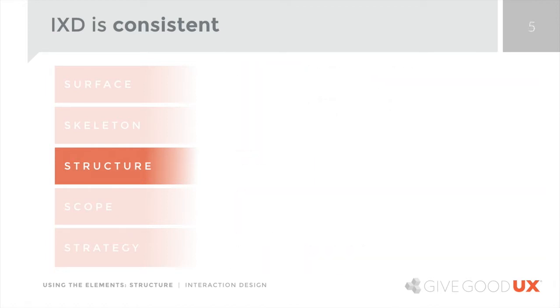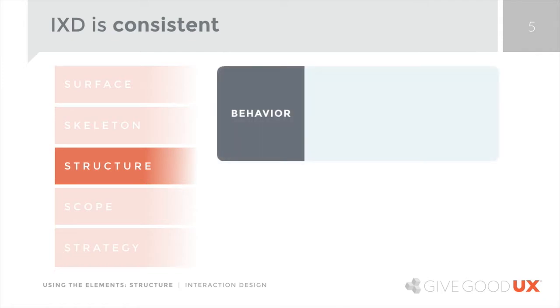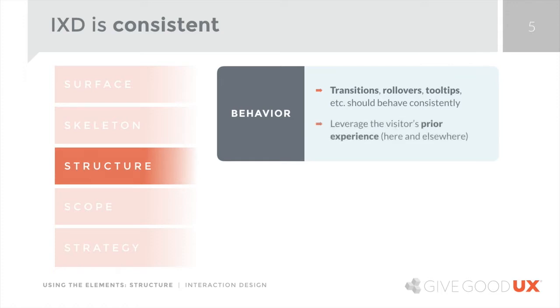For the most part, consistency happens in two main ways. First is through behavior. And what I mean by that is that transitions, rollovers, tooltips, things like that should all behave consistently. When I see one instance, every single instance afterward should behave the same way. By doing that, you're leveraging the visitor's prior experience. You showed them how it works, and now it's going to work the same way over and over again. Remember what I said about intuitive being single trial learning, okay? That's how you create an intuitive app, by leveraging the visitor's prior experience and keeping the behavior consistent.